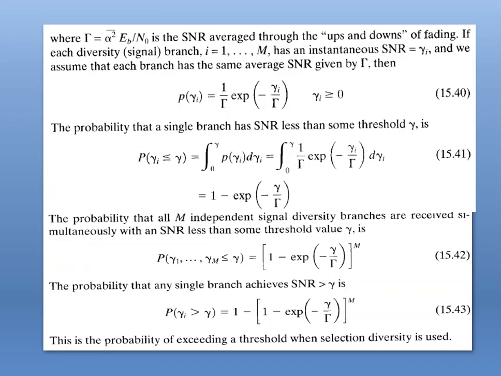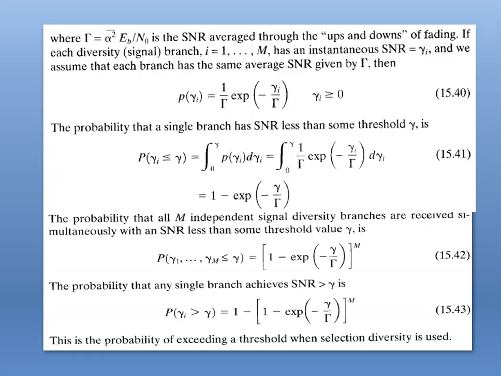In each diversity branch, for i equal to 1 to m, the instantaneous SNR is gamma i, and we assume that each branch has the same average SNR, the value of tau. Then P of gamma i is approximately equal to 1 by tau into exponential of minus gamma i by tau, where x is replaced by gamma i, for gamma i greater than or equal to 0.